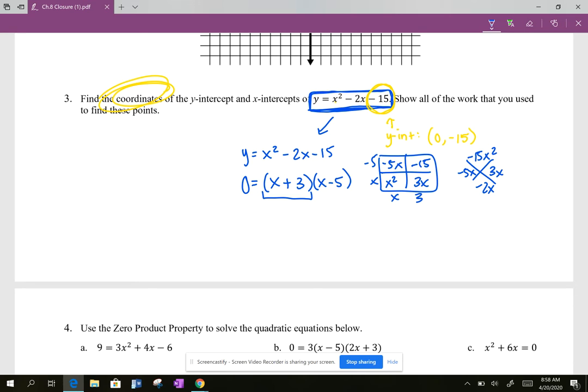Because if you're multiplying two factors and you get 0, well, one of them has to be 0. When you multiply something to 0, you get 0. So either x plus 3 is equal to 0 or x minus 5 is equal to 0. If you solve for x, subtract 3 from both sides, you get x equals negative 3 as one of your solutions, or you get x equals 5 as your other solution.